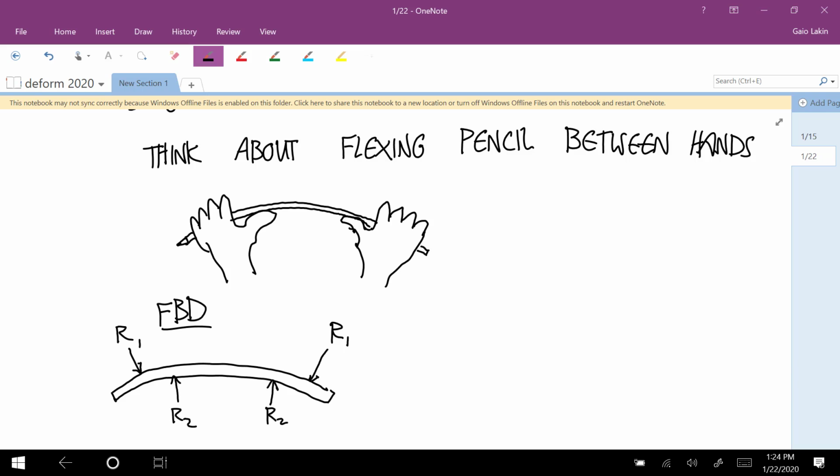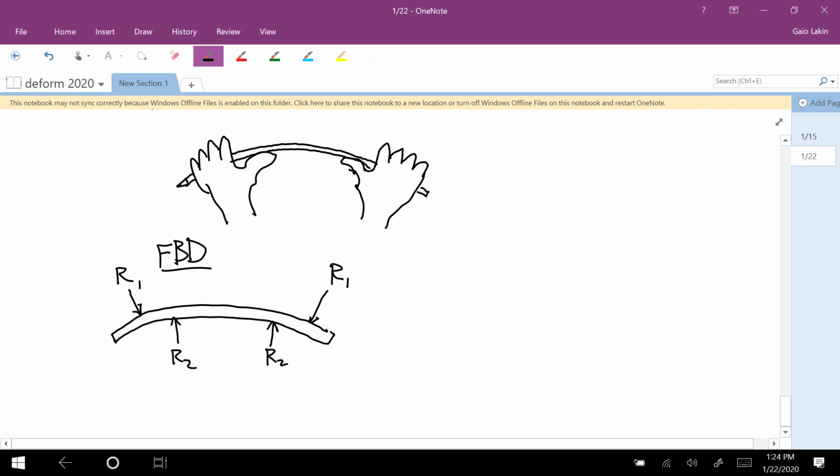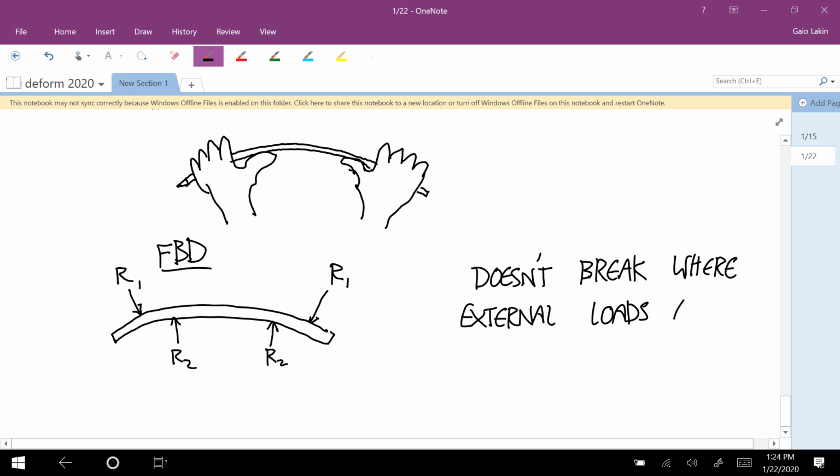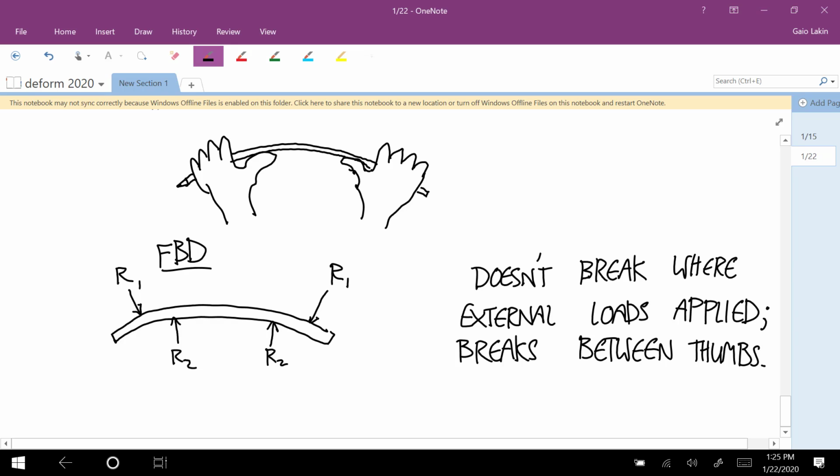So it doesn't break where those external loads are applied. Instead, it breaks in between the thumbs somewhere. So what's going on? How can you measure how likely this thing is to break if whatever makes it break doesn't show up in the free body diagram?